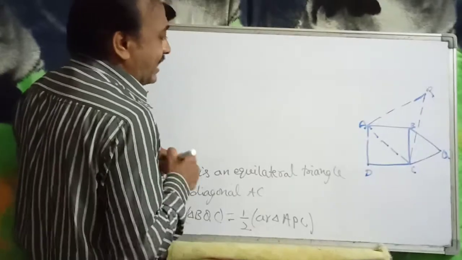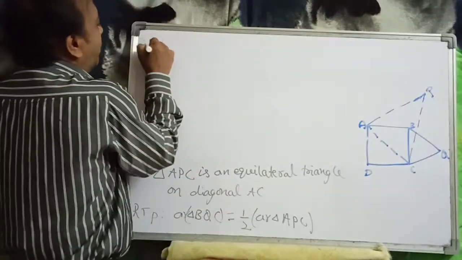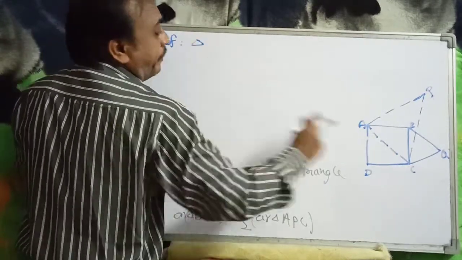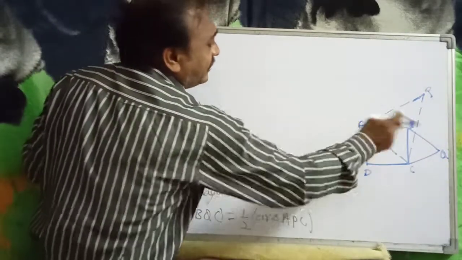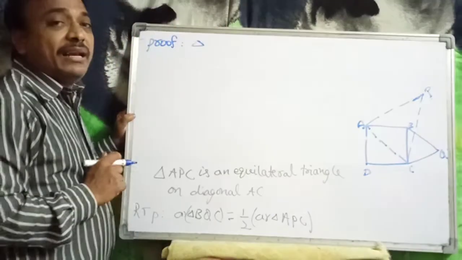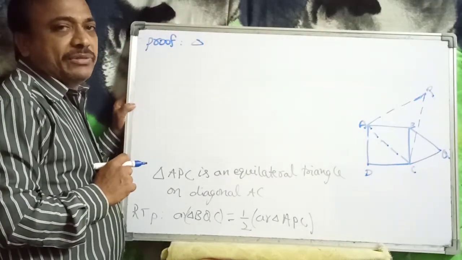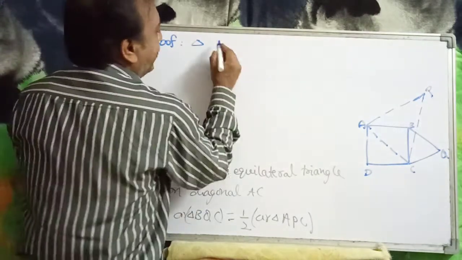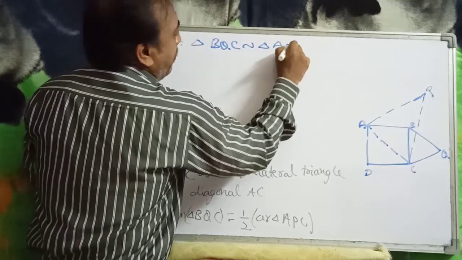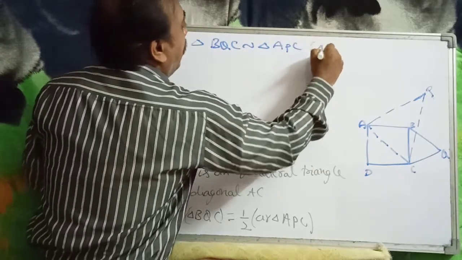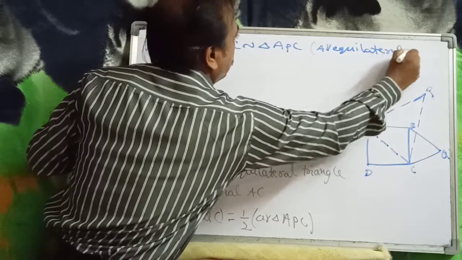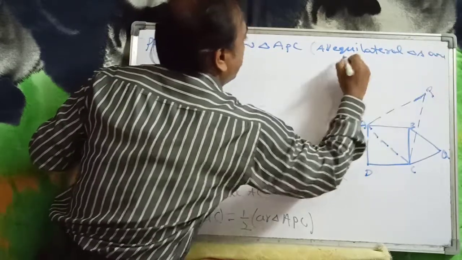So, which are the equilateral triangles? Proof. Triangle APC and BQC are similar. Triangle AQC and BQC are similar. So triangle BQC is similar to triangle APC, as all equilateral triangles are similar.